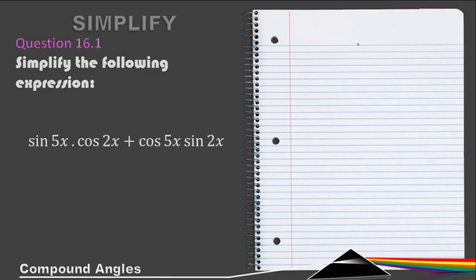Question 16.1. You have sine 5x cos 2x plus cos 5x sine 2x. Now, sine then cos, and here cos then sine, so we know this belongs to sine. Then my first angle, which is 5x, and then the sign stays the same, plus 2x. Simplifying that fully, we get sine 7x.